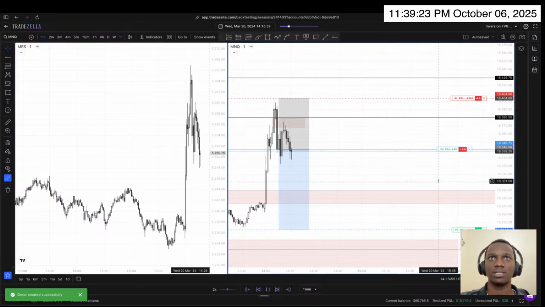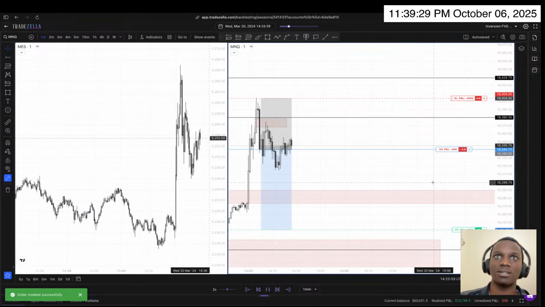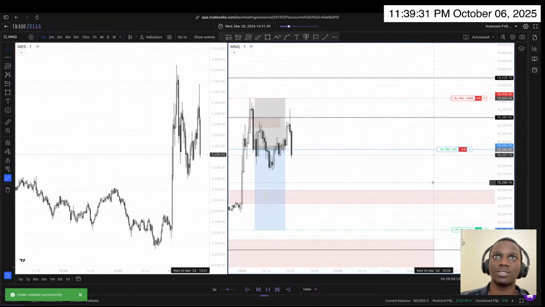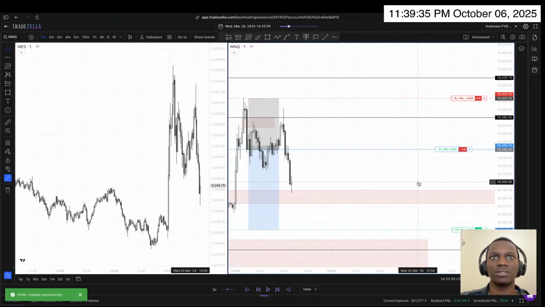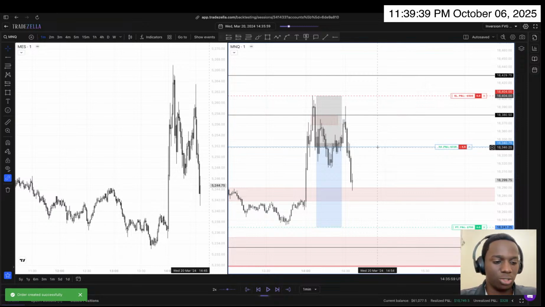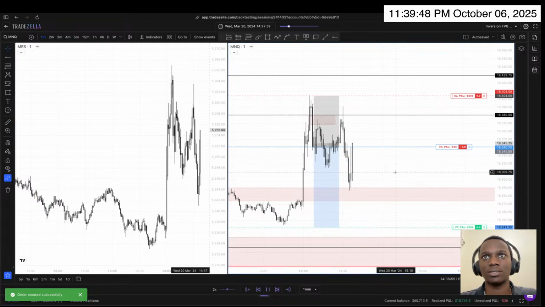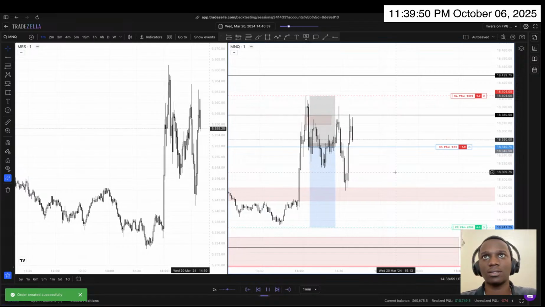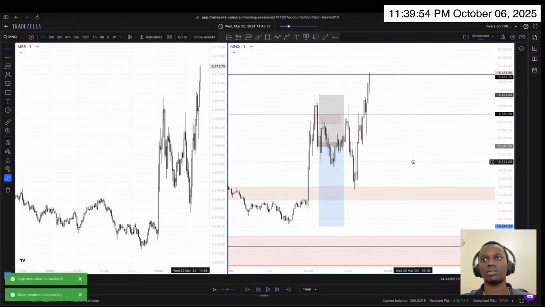If it moves half the range, we move to break even. Keep in mind that we have the Fed interest decision a couple of minutes later, at 14:30, which I see doesn't do something that big. But is this half the range? From here to here, that's 98. So if this is 50, we move to break even. Really close to 50. And we get stopped out right there.